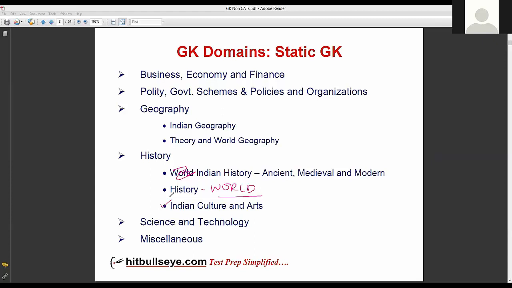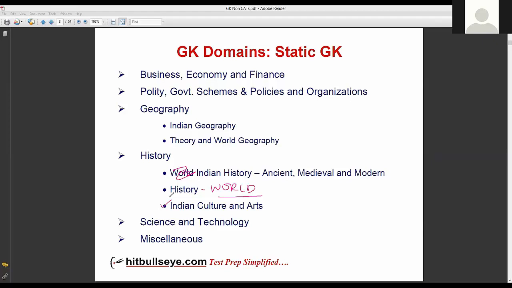Next is, of course, miscellaneous. Now, this small term, miscellaneous, seems very small, but you would see it includes a large number of questions that would be asked in almost all the examinations. Let's see what miscellaneous includes. First, sports, right? All static GK questions from sports would be in miscellaneous.